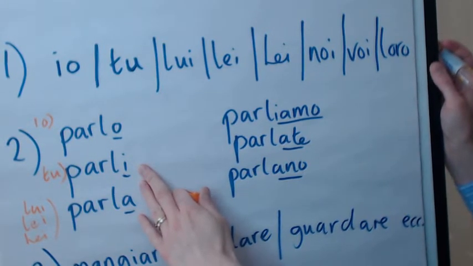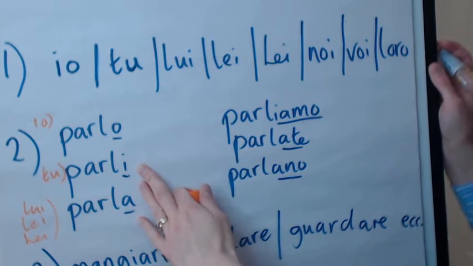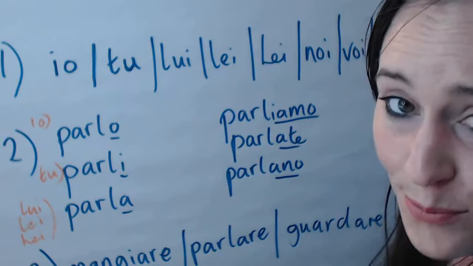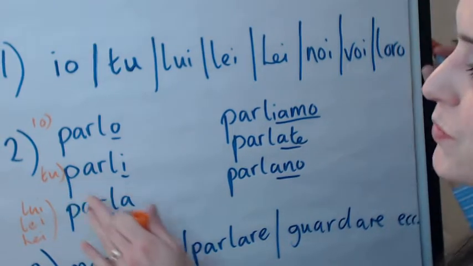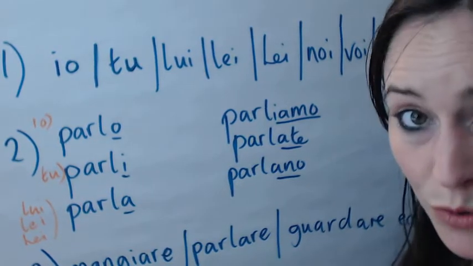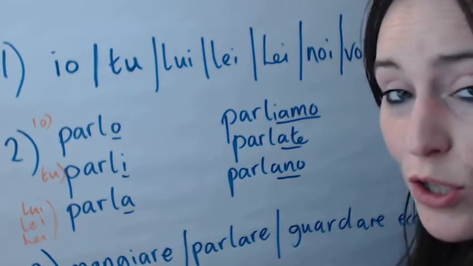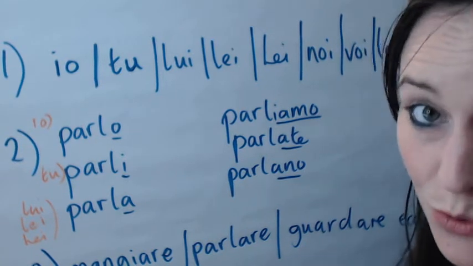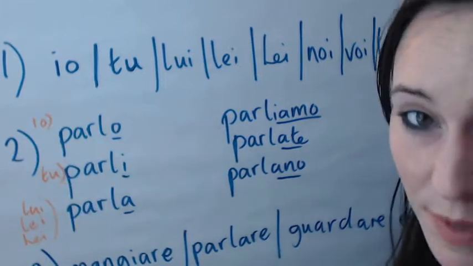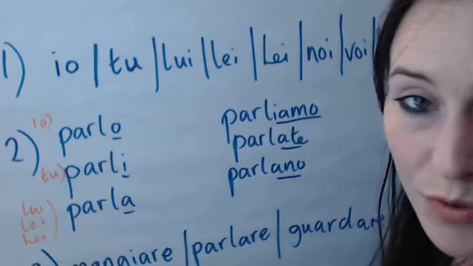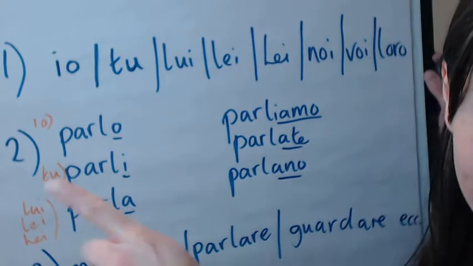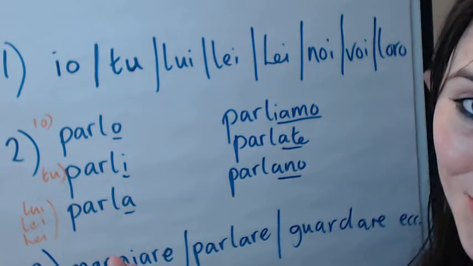Tu parli francese? So that was a question there. I can't remember whether I used the tu pronoun or not. You can ask that question with or without the tu. Parli francese? Or tu parli francese? Or you could put the tu at the end. Parli francese, tu. Which is quite often the case, just to clarify who's being asked, or especially if you're looking at someone and there's two or three people in a room and you go, do you speak French? You. As opposed to someone else that I could be addressing by tu.